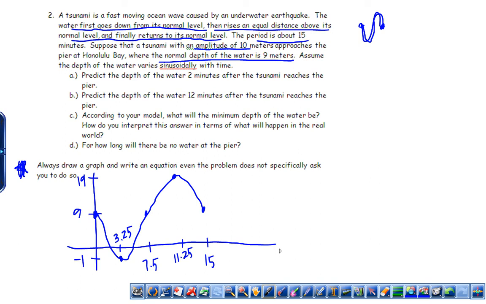Let's go ahead and label our axes. This is going to be time in minutes. And this right here is going to be depth in meters.